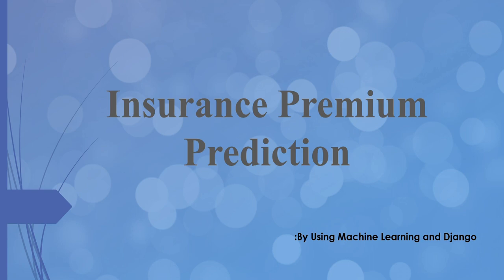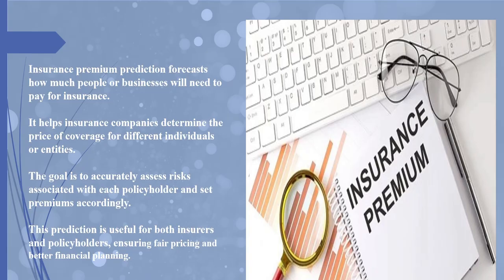Here we are going to discuss the project Insurance Premium Prediction by using machine learning and Django. So first of all, we will see what is insurance premium prediction. Insurance premium prediction forecasts how much people or businesses will need to pay for insurance. It makes a system that guesses insurance prices accurately. It helps insurance companies determine the best price of coverage for different individuals or entities.